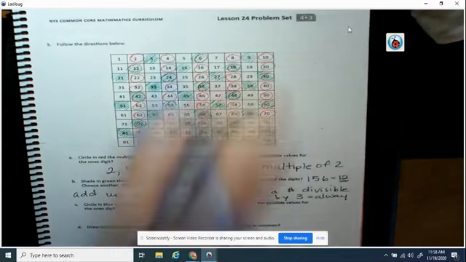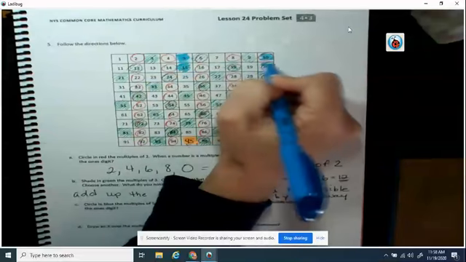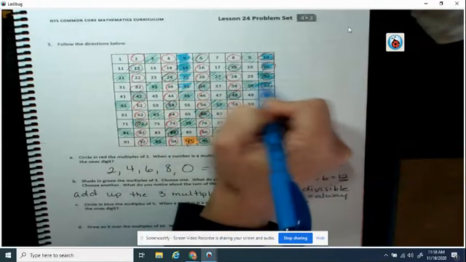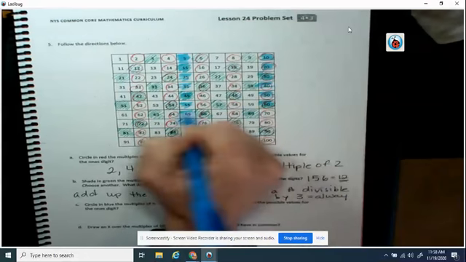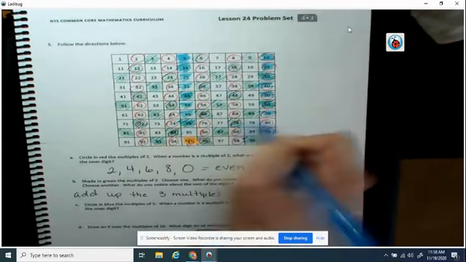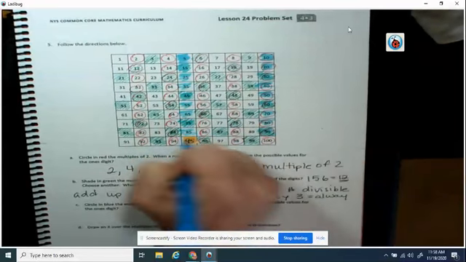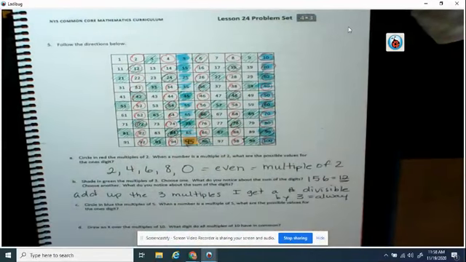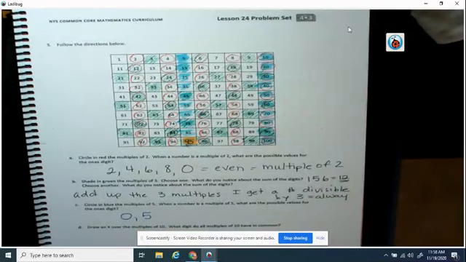Okay. Blues, multiples of 5. 5, 10, 15, 20, 25, 30, 35, 40, 45, 50, 55, 60, 65, 70, 75, 80, 85, 90. Now I get to color that one. It's not coloring very good. 95, 100. Okay. So for my blues, they all end in a 0 or a 5. If it's a multiple of 5, it ends in a 0 or a 5.